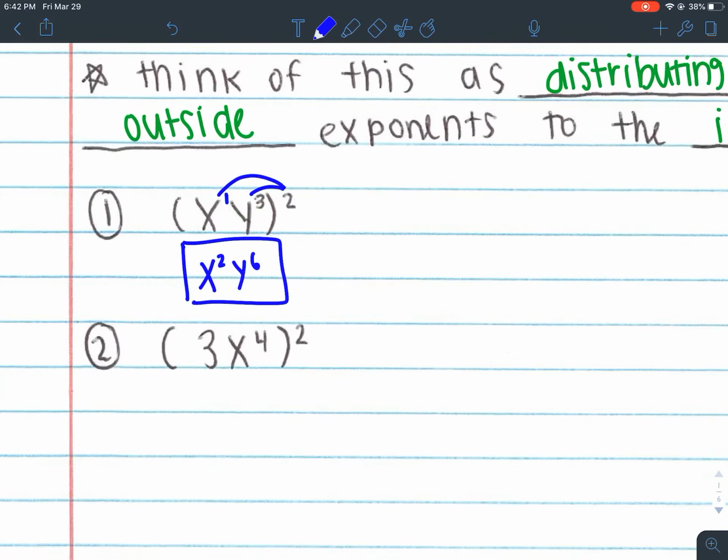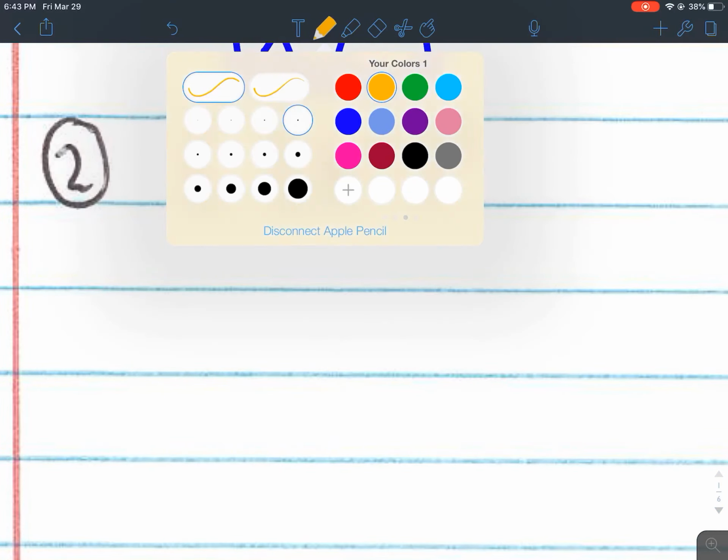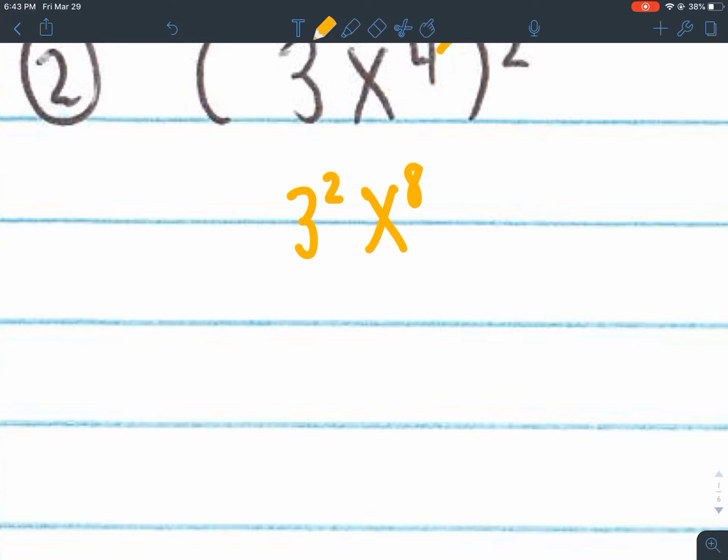Okay? Next one, I have 3x to the 4th squared. So again, I'm going to distribute. Now, this is going to go on top of that. My 3 technically has an exponent of 1, so that's going to be 3 squared. And then x to the 4th to the 2nd power is going to be x to the 8th power. And then 3 squared is actually 9.